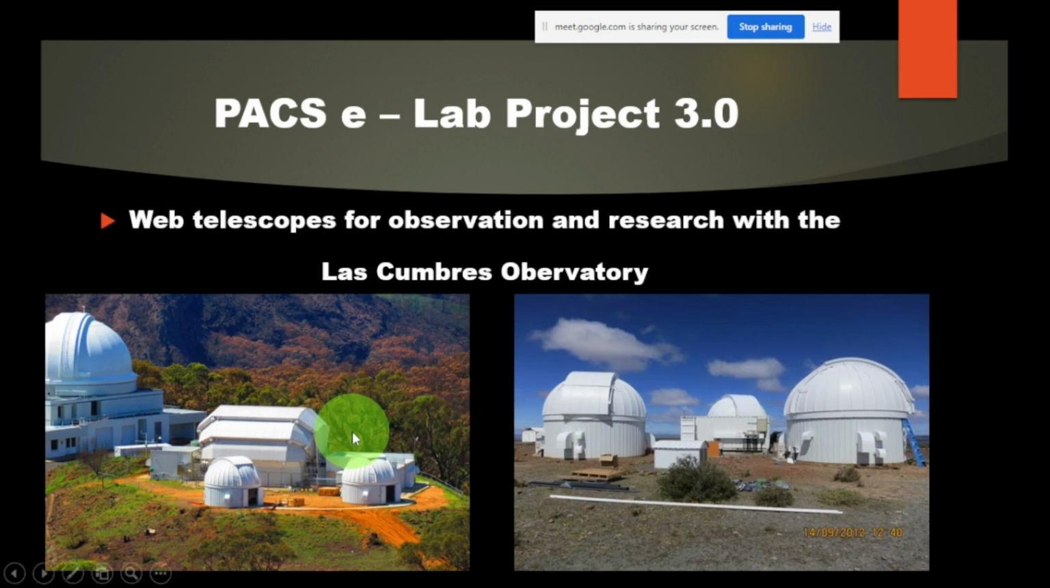These telescopes, you don't need to go to this site to make observations. You can stay in your office and use your computer to control them. So they are called remote telescopes because you can control them with your computer.